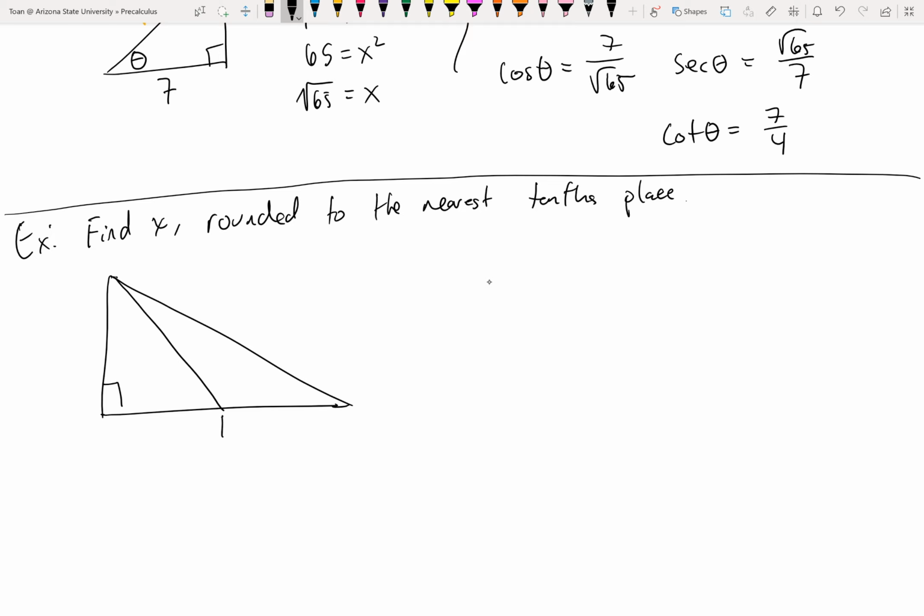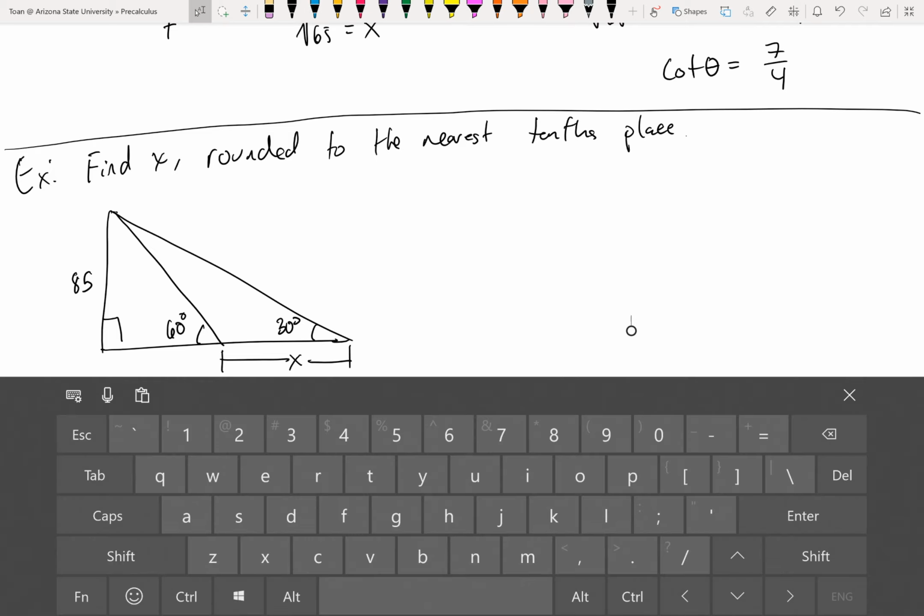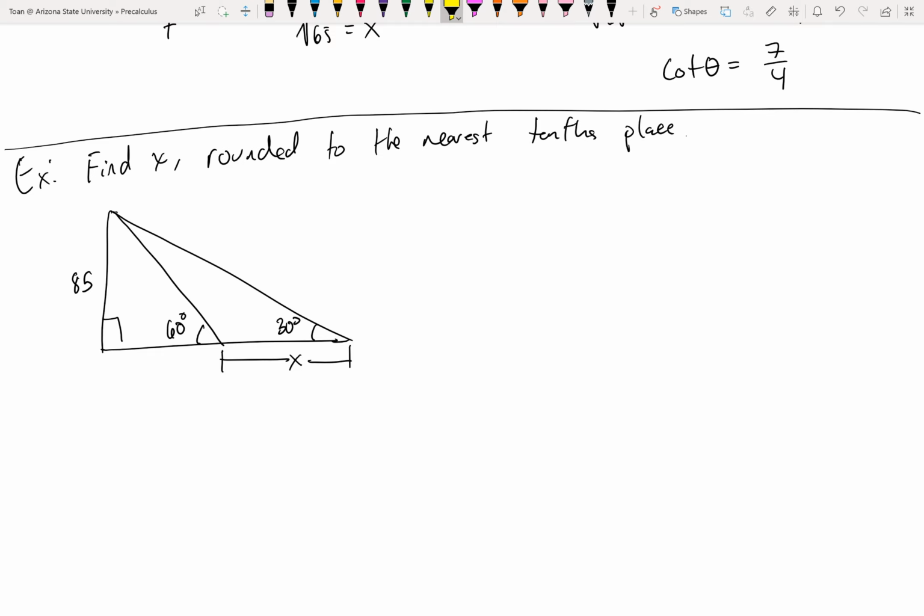And I tell you that this right here is x. This right here is 30 degrees. This right here is 6 degrees. This right here is 85. Now, to solve for x, you first figure out where x is. So clearly, it's marked for us.